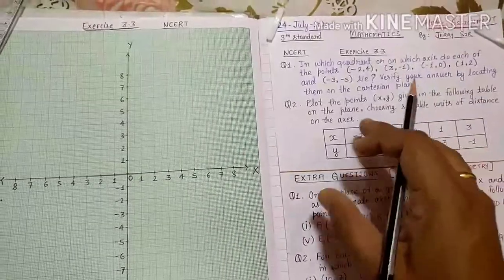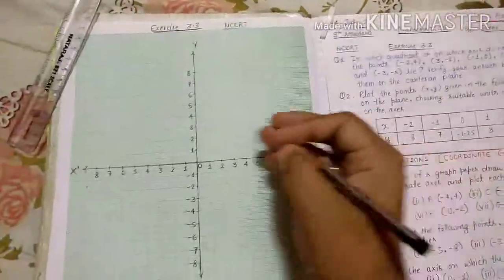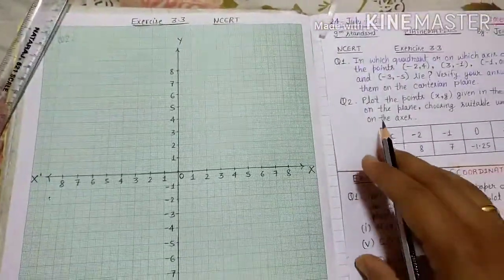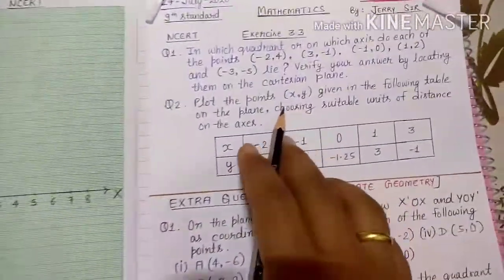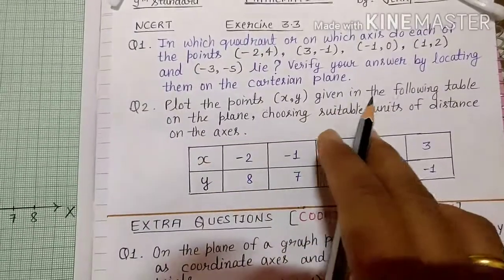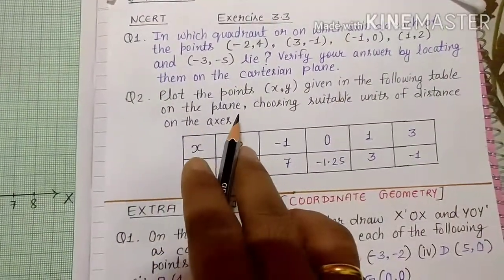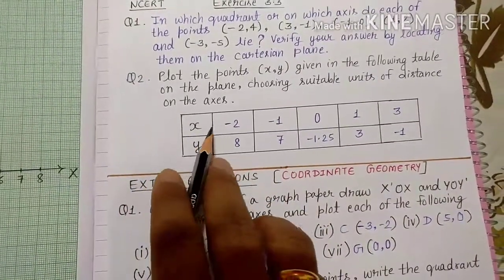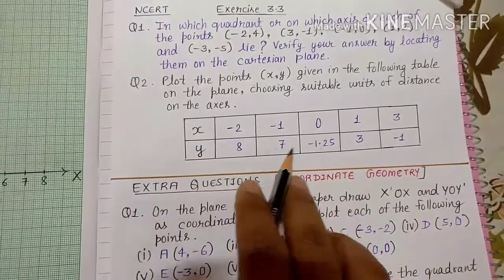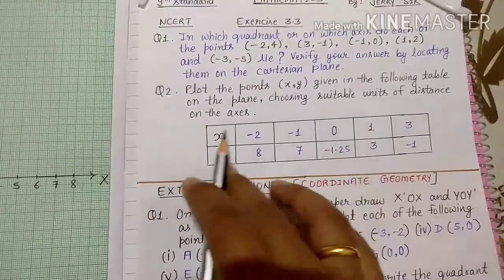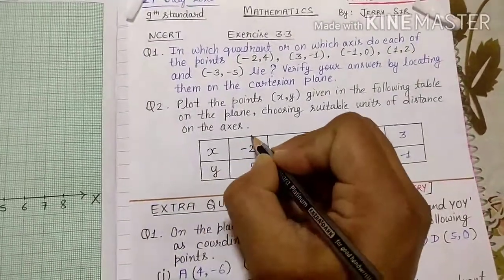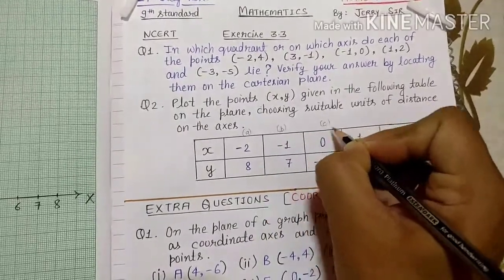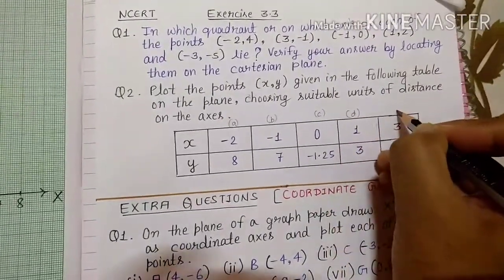This one we will solve today here. Question number 2: plot the points (x, y) given in the following table on the plane, choosing suitable units of distance on their axis. The x units are given here and the y units are given downside. We'll solve these as part A, part B, part C, part D, and part E.